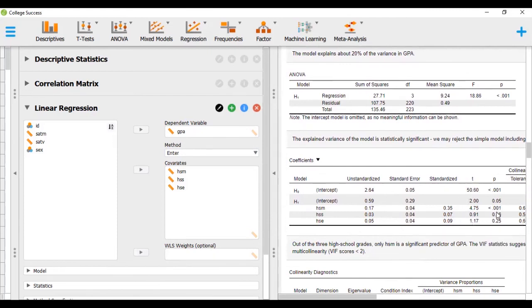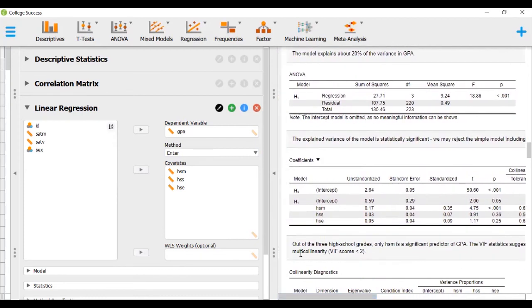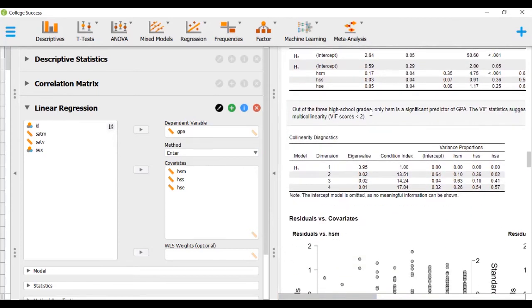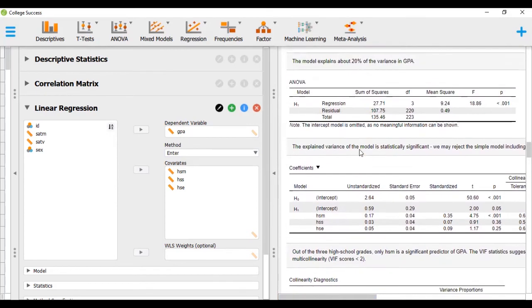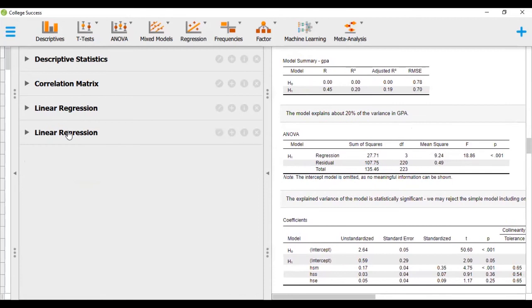That is true because when we look at this table, the p-value for the t statistic is only significant for HSM. The rest all have values that are greater than 0.05. It also makes sense because the VIF statistics suggest that there is no problem with multicollinearity, where we expect that the value should be less than 2. So basically, that is how we are able to see that high school scores predict 20% of the variance in GPA. Now, that is that for the high school scores.